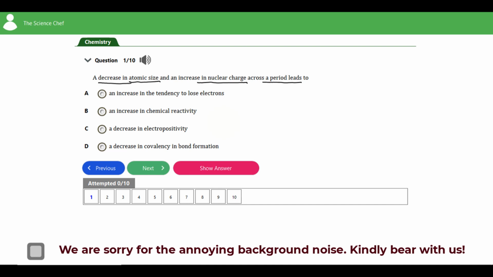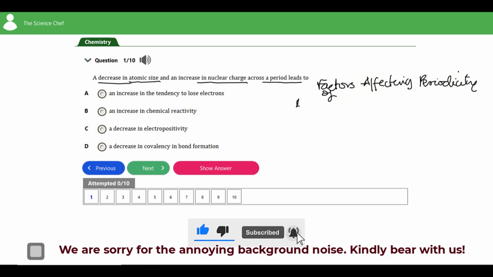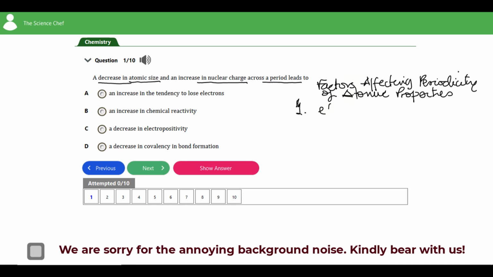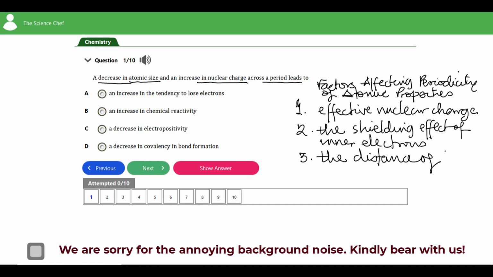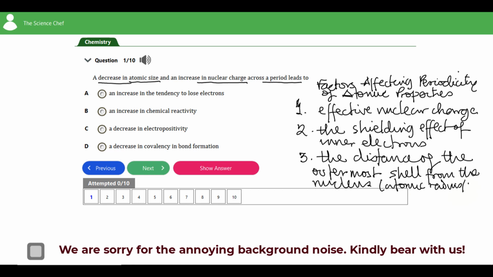In our last video, we talked about them briefly. Let's throw more light on them here. 1. Factors affecting what? Periodicity of atomic properties. 1. Effective nuclear charge, which is the number of protons in the nucleus of the atom. 2. The shielding effect of inner electrons. And 3. The distance of the outermost shell from the nucleus, otherwise called atomic radius or size.